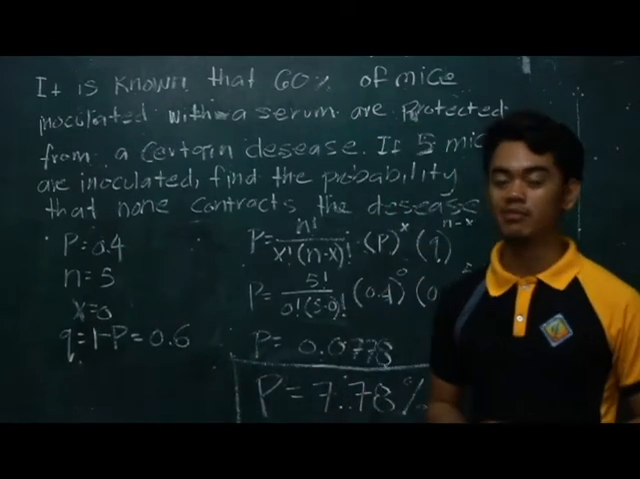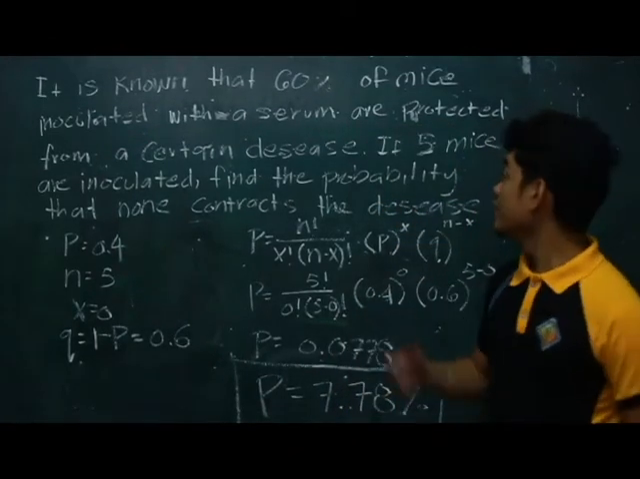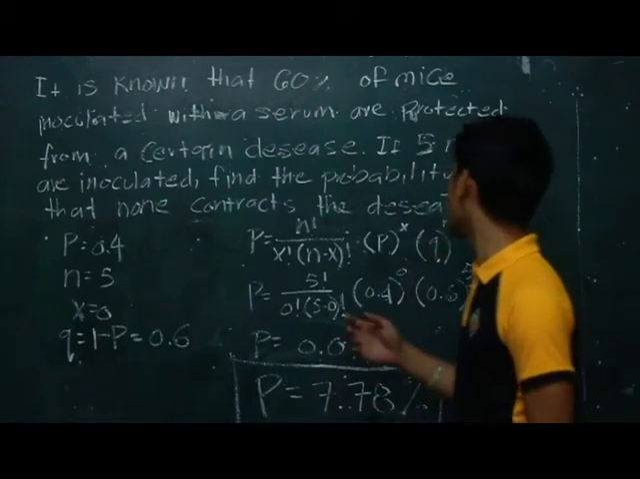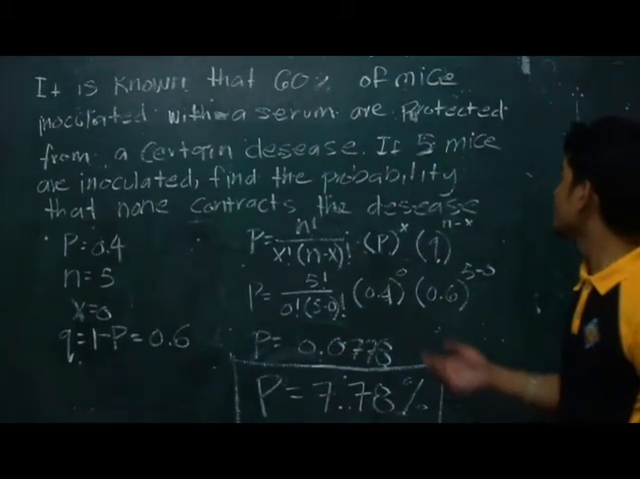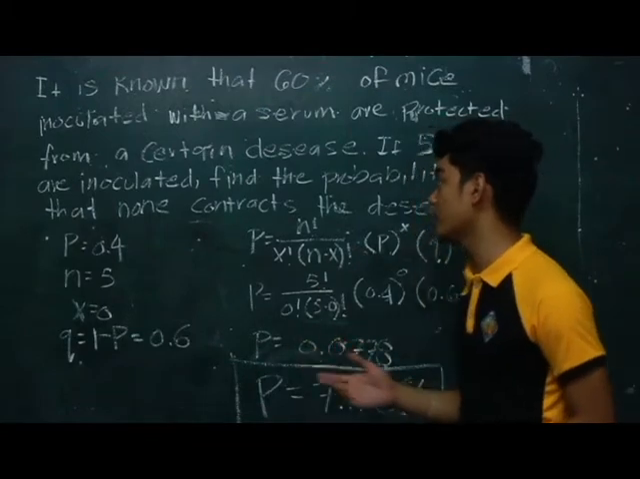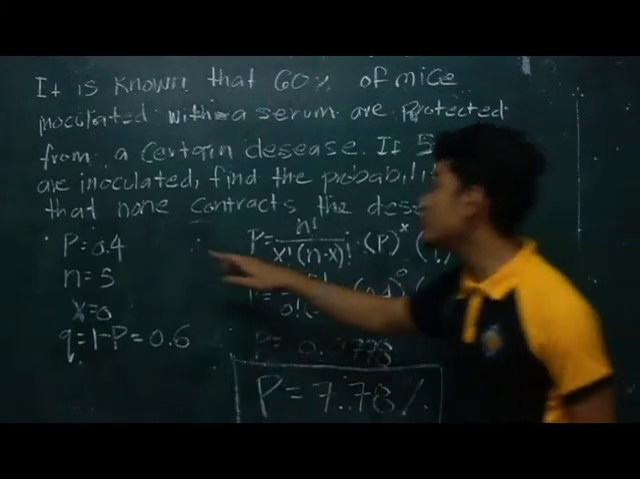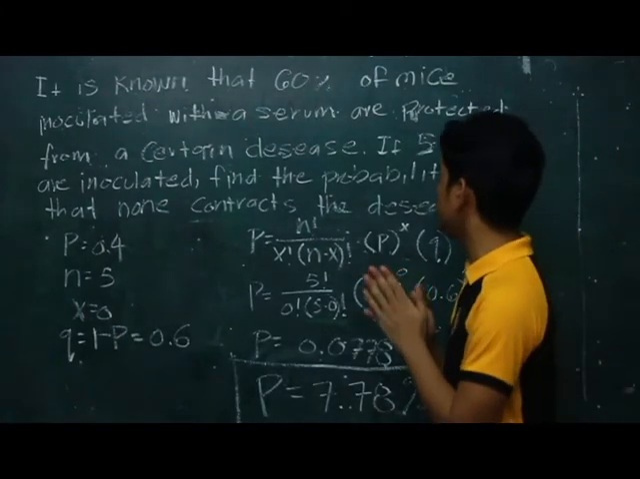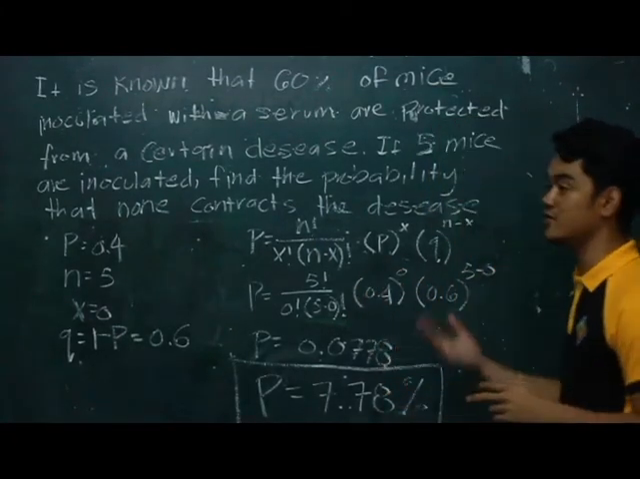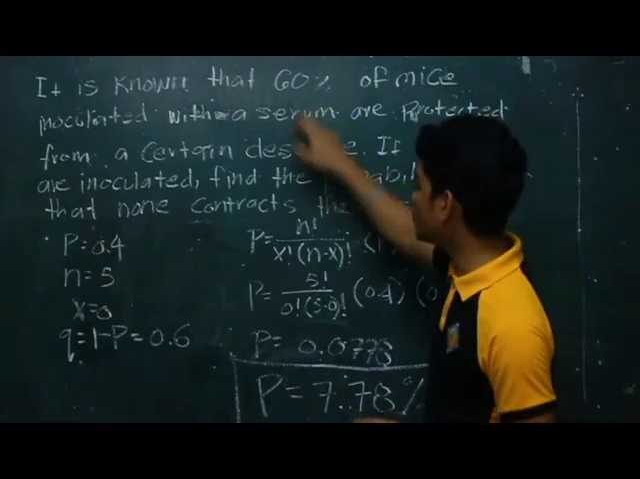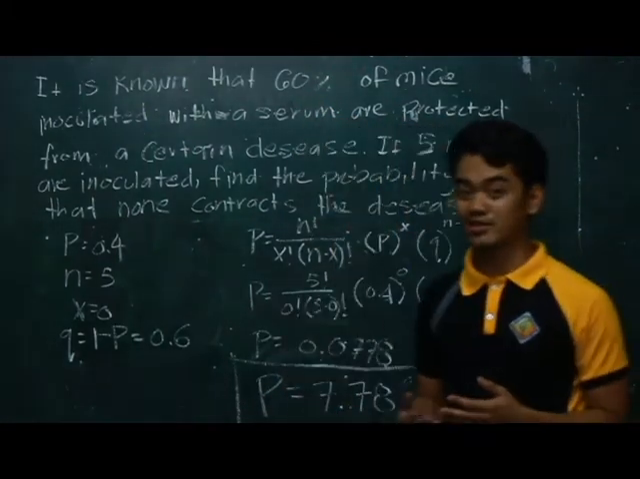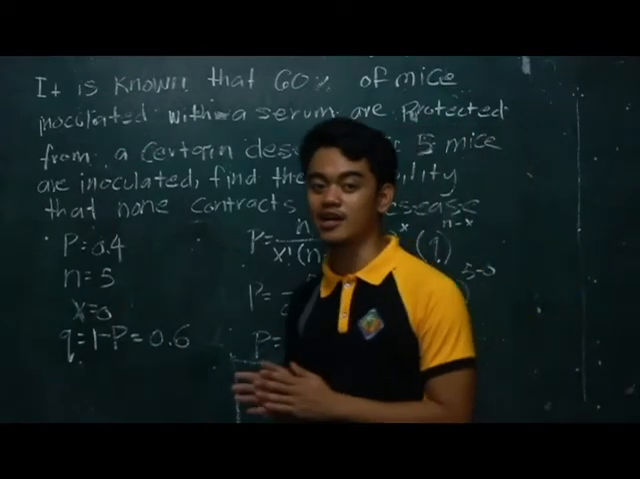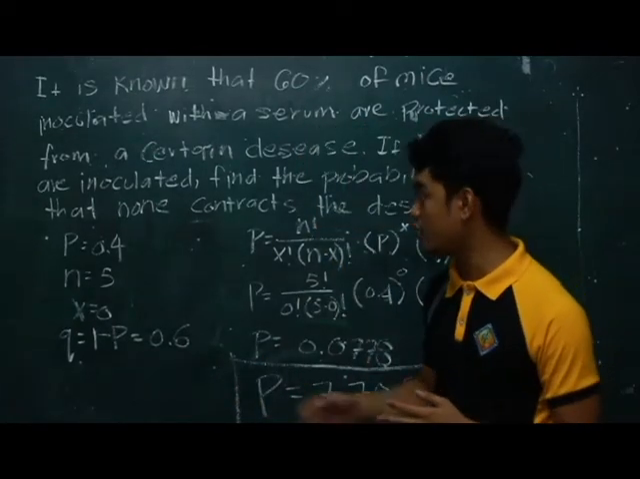Hi, now we have a problem about binomial distribution. It is known that 60% of mice inoculated with the serum are protected from a certain disease. If 5 mice are inoculated, find the probability that none contracts the disease. So, the probability that the mice are inoculated is 60%. Now we are looking for the probability that the mice are not inoculated. So, 60% meaning mice that are not inoculated are 40%.